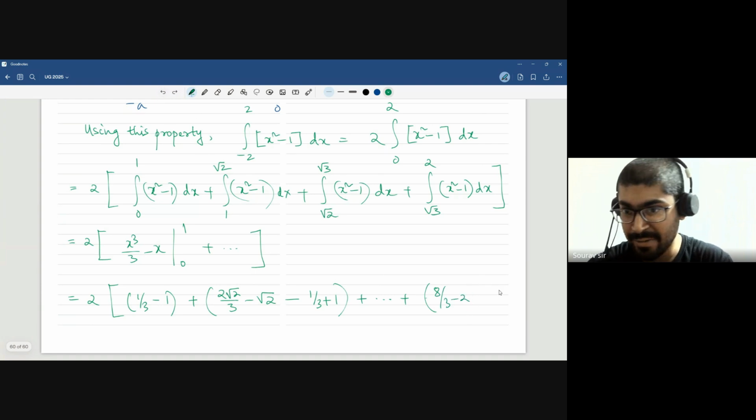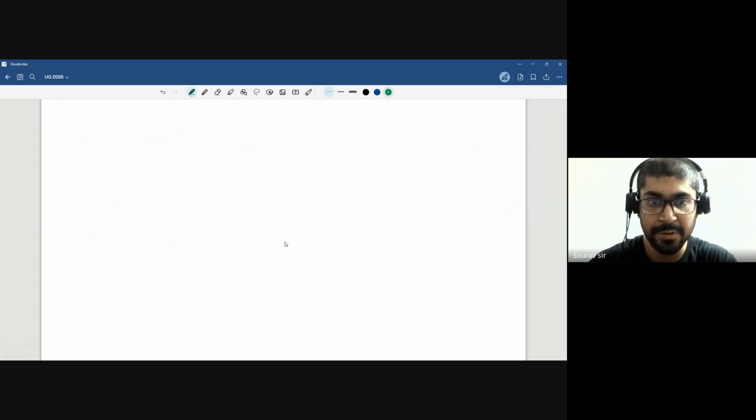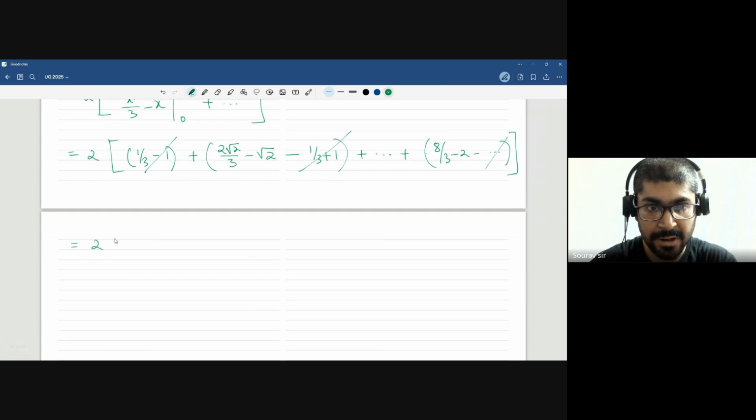And whatever the value here, that is going to cancel out. So this will cancel out, this will cancel out, this will cancel out. So what are we left with finally? We are finally left with twice into 2 by root 2 by 3 minus root 2 plus 2 by 3. So if I take 3 outside, what will I get? I'll get 2 by 3 into 2 minus root 2.